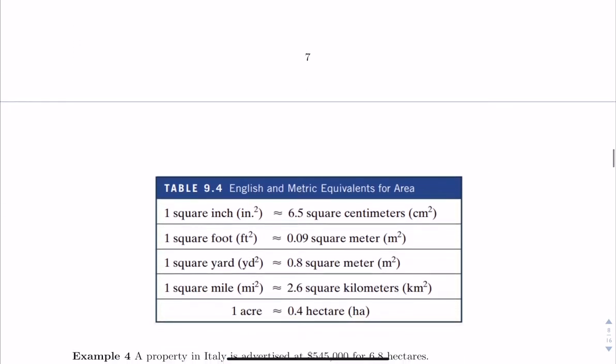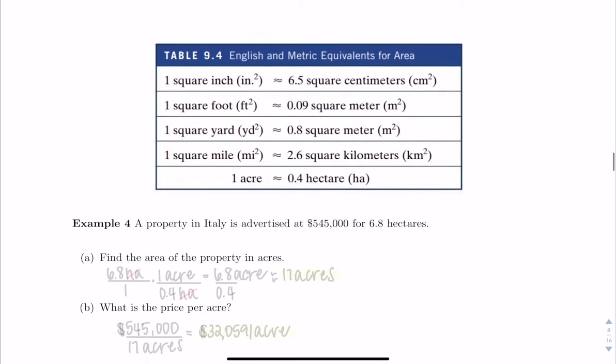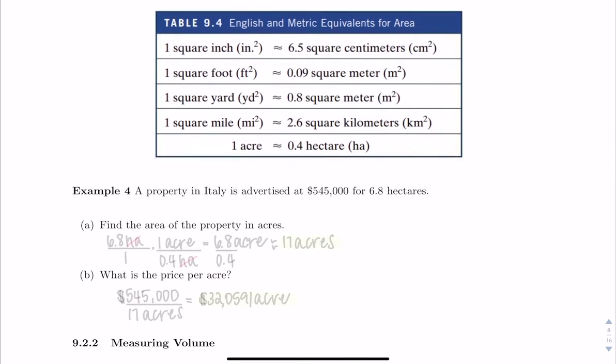And so we can see in the chart below our English and metric equivalents for area. So a square inch is about 6.5 square centimeters. A square foot is about 0.09 square meters. 1 square yard is about 0.8 square meters. A square mile is about 2.6 square kilometers. And an acre is about 0.4 hectares.